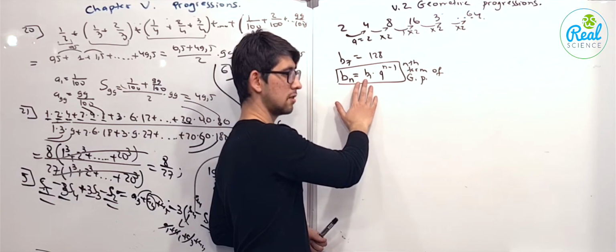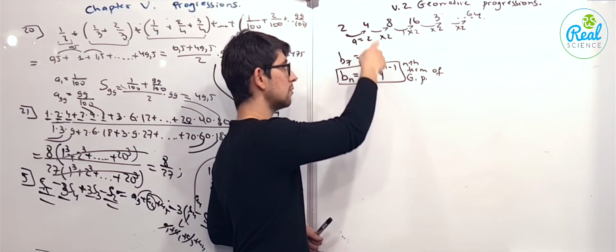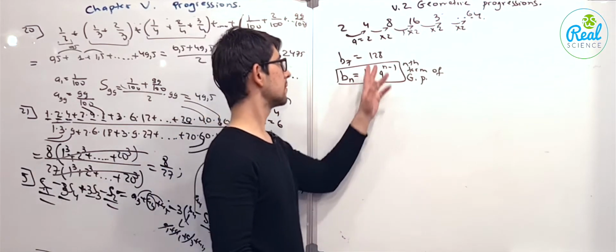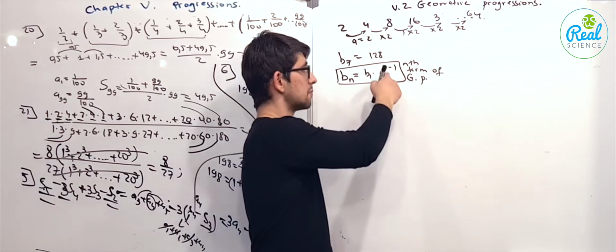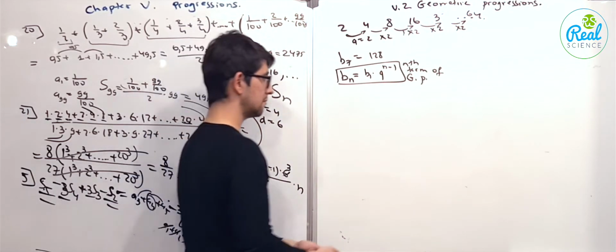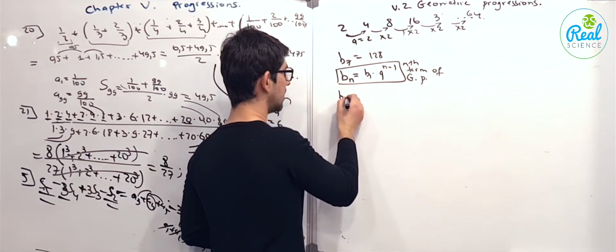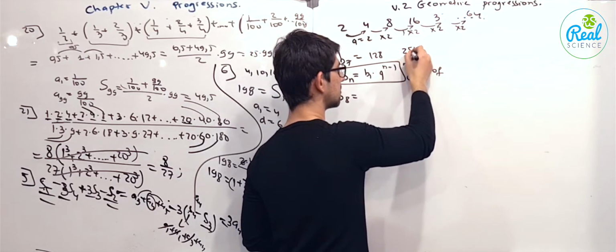Here you had a1, here you have b1. It was plus n minus 1 multiplied by d. Here you have q to the power of n minus 1, because you are creating the series by multiplying, so you work with powers here, okay? So what is the 8th term? Theoretically, it should be 256, right?